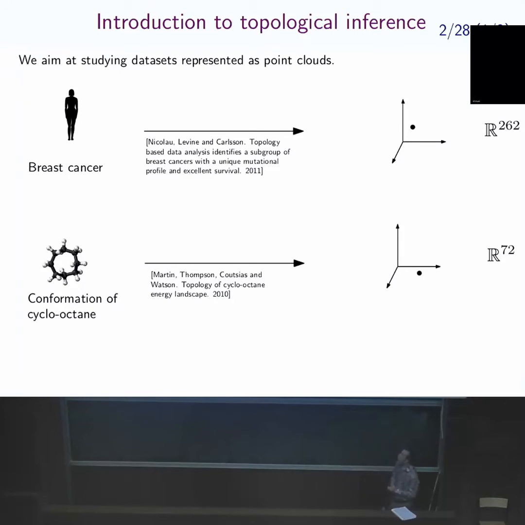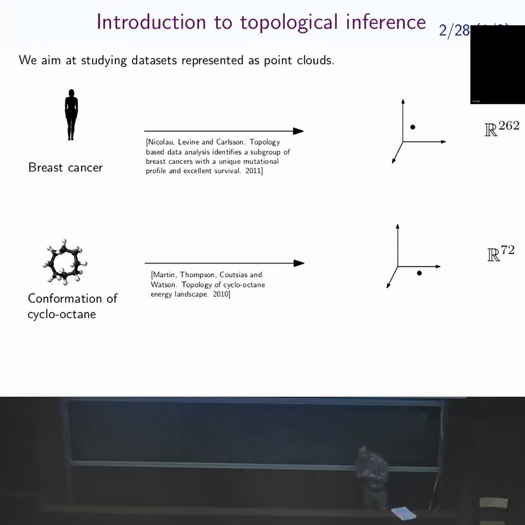In topological inference, we aim at studying datasets that are presented as point clouds. Let me explain with two examples how one can obtain a point cloud from a scientific experiment. The first example comes from biomedicine. The authors study breast cancer. They extract infected tissues from people with breast cancer, and they analyze these tissues, and they obtain 262 genomic variables. So one is able to convert one patient into one point in R^262.